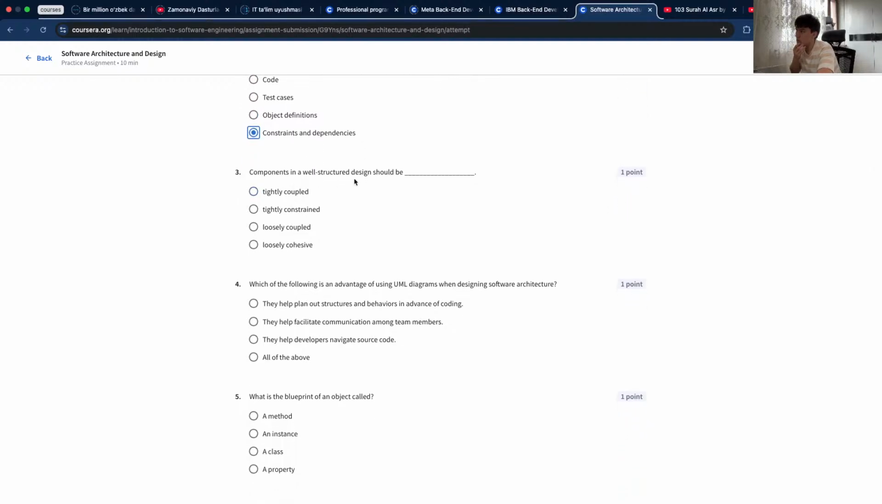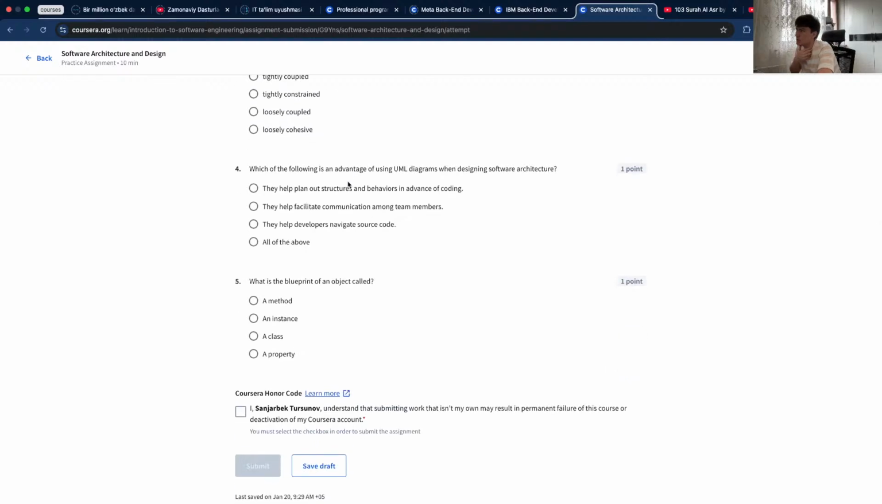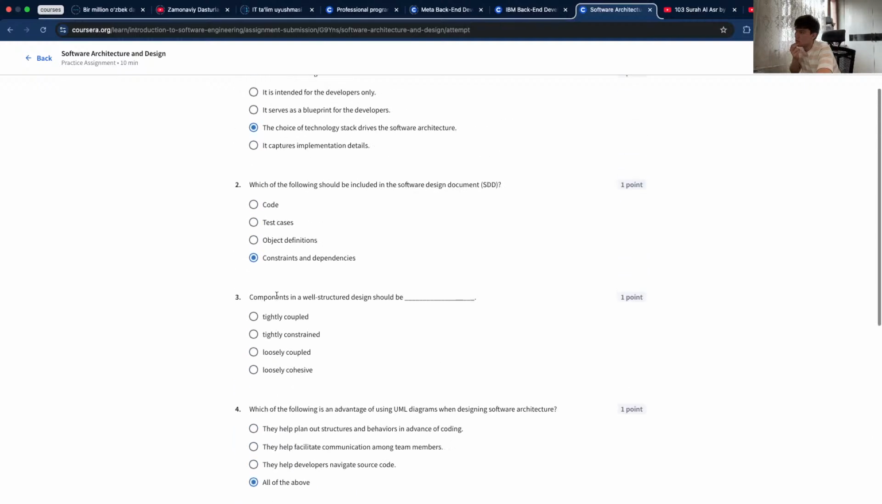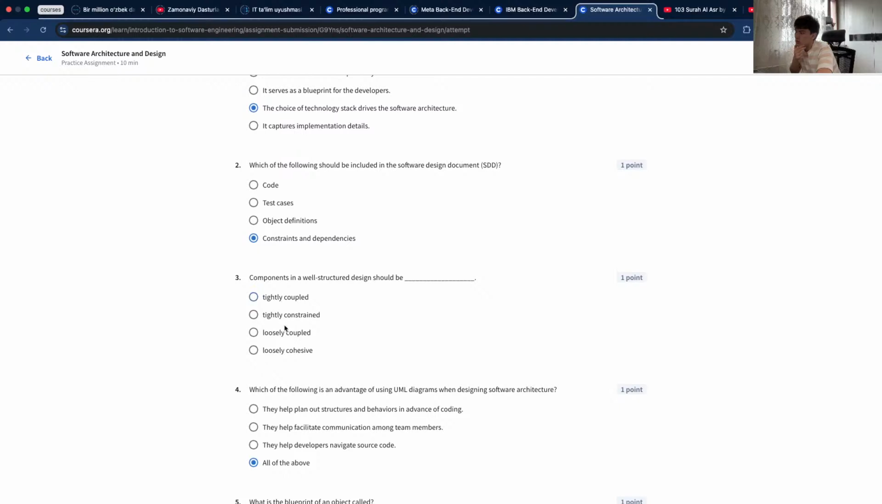Components in a well-structured design should be loosely cohesive, loosely coupled, tightly coupled. Which of the following is an advantage of using UML diagrams and diagram software? Advantages: help developers navigate source code, help facilitate communication among team members, help understand structures and behaviors in advanced coding. Blueprint of object class. Loosely cohesive.